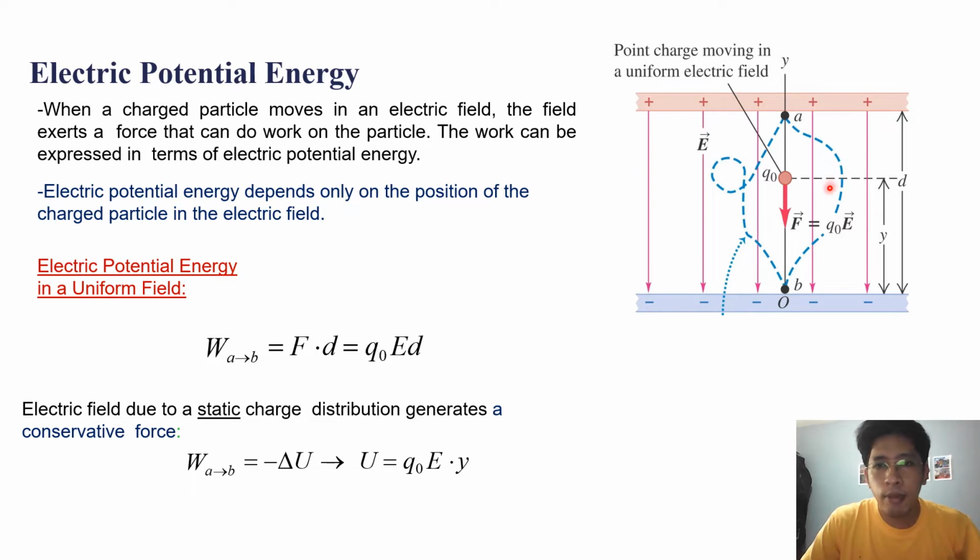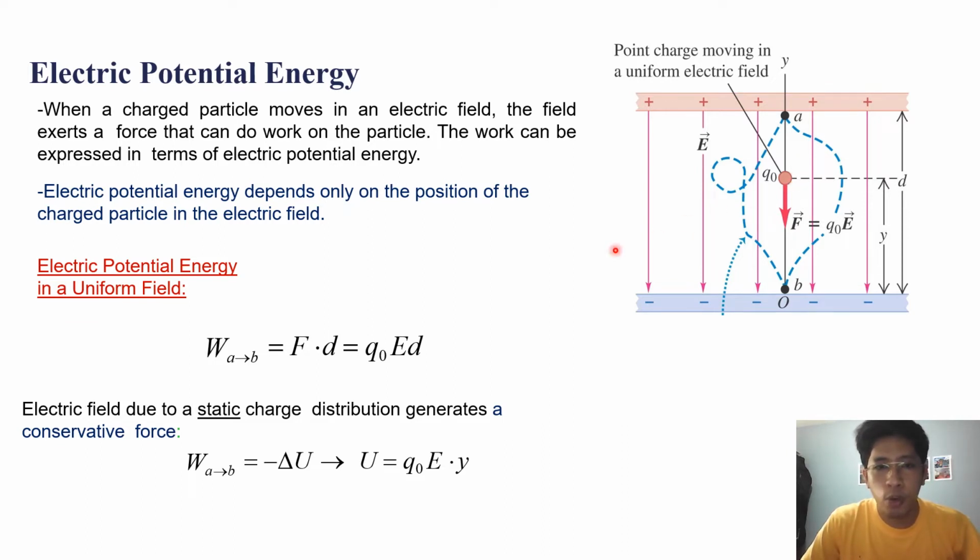Now, if you have some test charge in between your parallel plates, this charge experiences a force which is equal to Q naught E, which is the force exerted by the electric field on this test charge. And the field exerts a force that can do work on the particle. And this work can be expressed in terms of the electric potential energy.